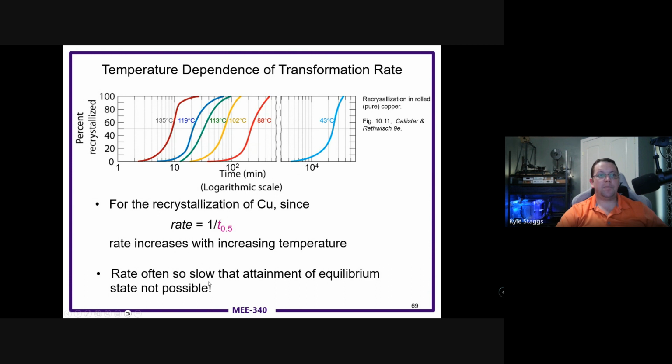And sometimes the rates are so slow that you can't actually reach a true equilibrium state with the material. So this is another reason why bladesmiths don't always know, for instance, if that hardened edge is going to be as good as they hope it is. Well, they have to do all these processes and then test it at the very end to see if the material did what they wanted it to. They don't always know ahead of time. So that's why that's the case.